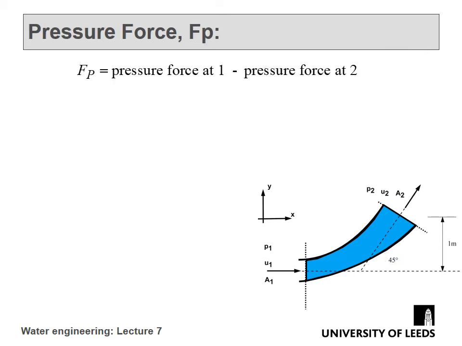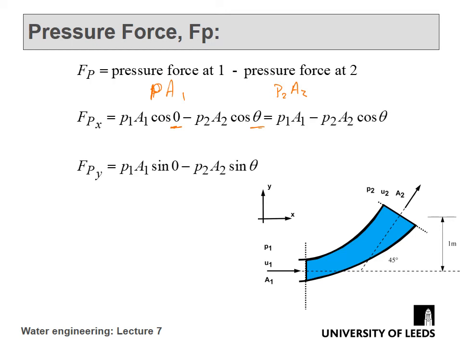Let's calculate the pressure force, which is equal to the pressure force at 1 minus the pressure force at 2. What's pressure force? Pressure force equals pressure, and this is pressure, not rho, times area: pressure times area at 1, minus pressure times area at 2. And we need to resolve the areas. At 2 we've got a theta of 45, and at 1 we've got a theta of 0, so it's going to be P1A1 minus P2A2 cos theta.